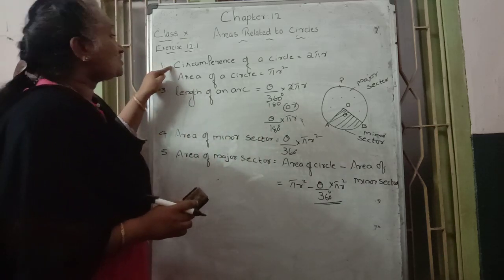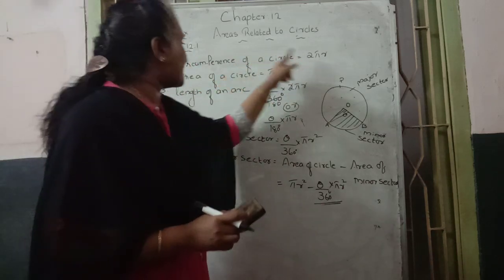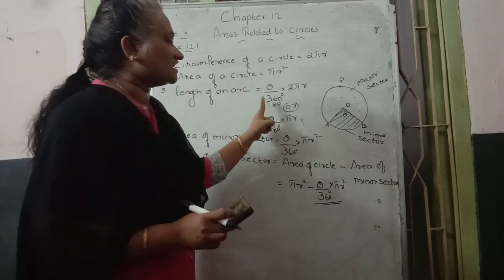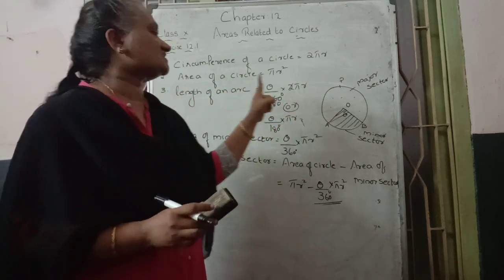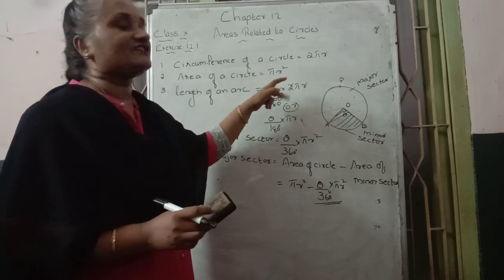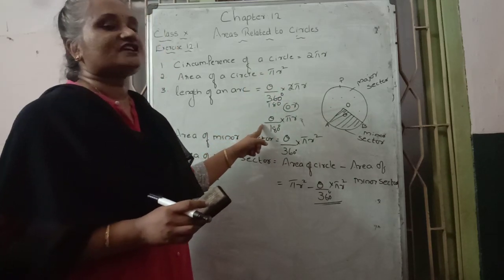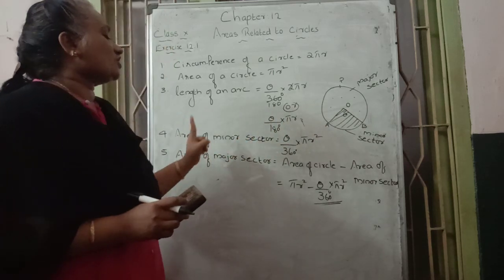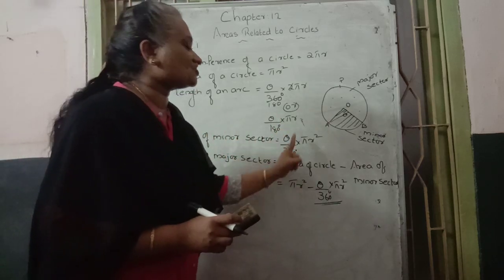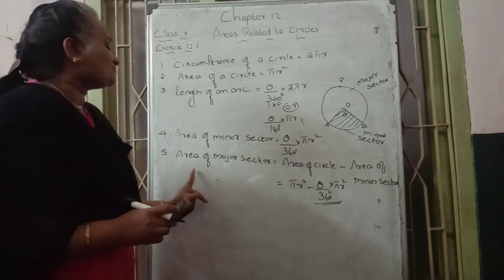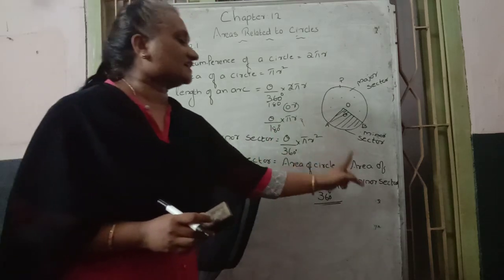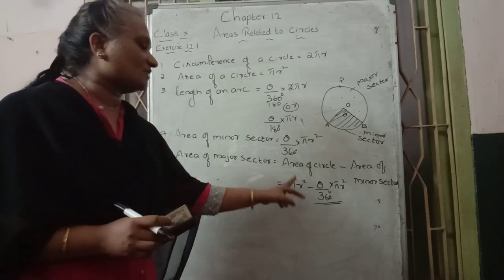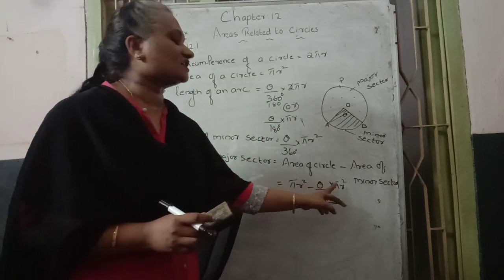Once again I repeat: circumference of a circle is 2 pi r, area of circle is pi r square, length of the arc is theta by 360 into circumference of the circle. We can also cancel and write it as theta by 180 degree into pi r. Area of minor sector formula is theta by 360 degree into pi r square. Area of major sector is area of circle minus area of the minor sector.